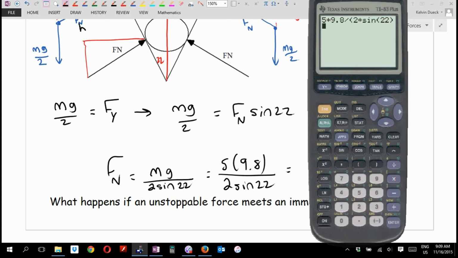By the way, I've skipped this question every single year I've taught Physics 12. You're the first group I've done this one with. I figured you guys could actually follow the argument, and I think you are, so congratulations. This is harder than I ever go. And I get a normal force of 65.4 newtons.